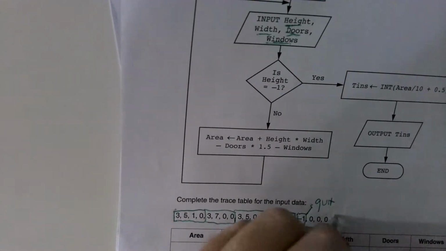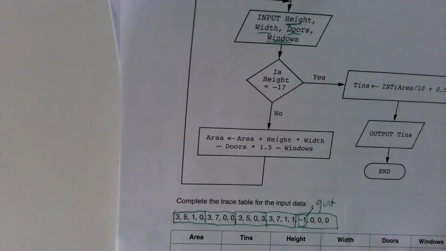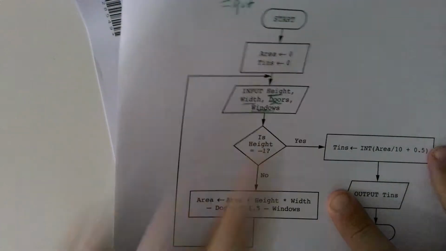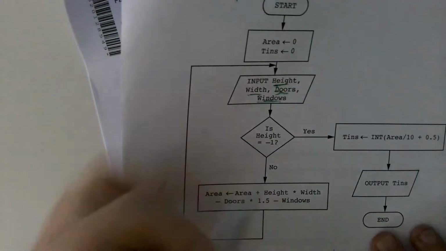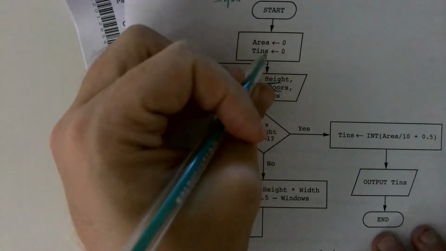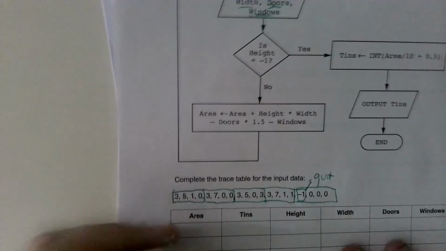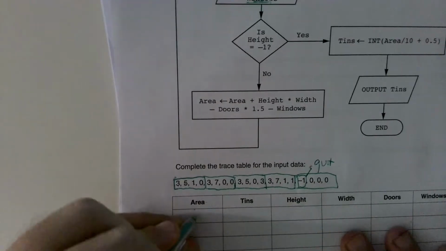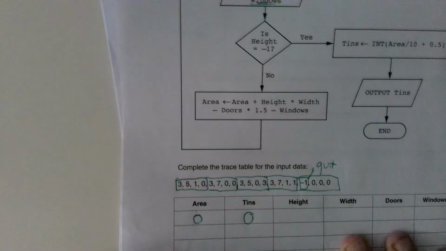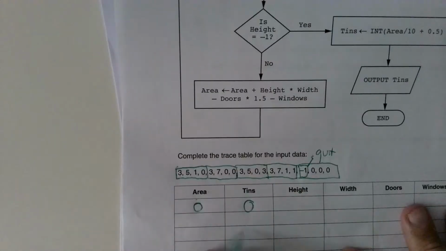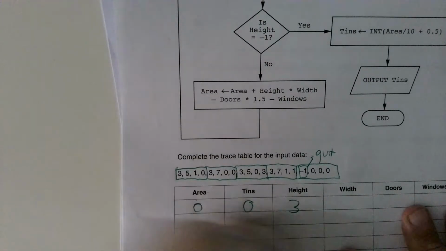So we know that we've got 0 and 0 here as our first inputs. Well, these are already set in the program. We're assigning 0 to these variables. 0 and 0. We now want to input our height, width, door, and window. So it's 3, 5, 1, 0. Nice and easy so far.